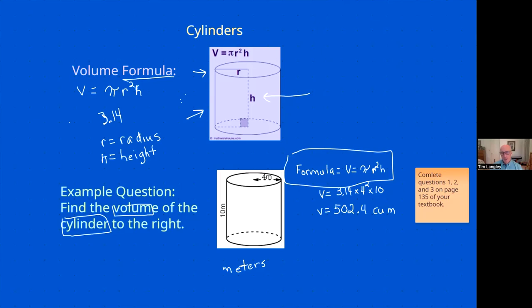And then if you punch those numbers into your calculator, I just want to remind you, 4 squared means 4 times 4. So really, this is 3.14 times 16, which is 4 times 4, times 10. And that should get you 502.4 cubic meters. You'll notice I wrote CU for cubic, and then M for meters. For the cylinders, for your pop cans, or a swimming pool of some shape, a round one, I want you to do problems 1, 2, and 3 on page 135 of your textbook.